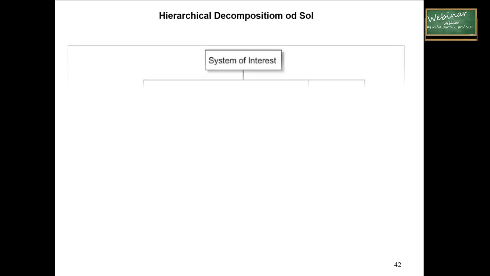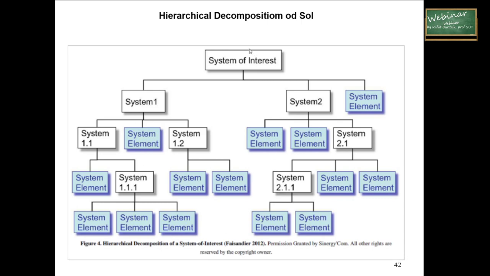So an example of hierarchical decomposition of a system of interest. Here we can see the system of interest, which was defined in our previous lecture. We've got two main subsystems, system 1 and system 2. We've got the next level of the systems, and we are going deeper into the next level. And this shows the hierarchical decomposition of the system of interest, and the best methodology to use for the decomposition should be work breakdown structure or product-based breakdown structure, which is a very good and useful methodology to do it.